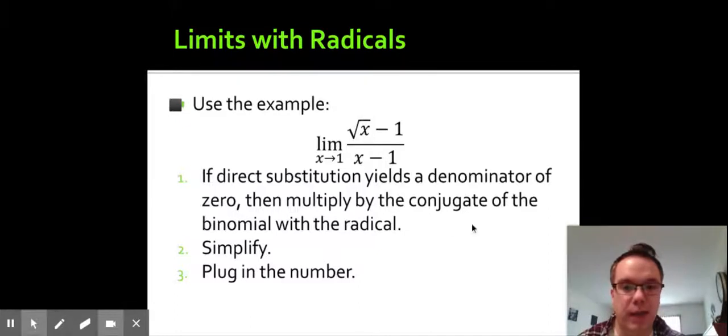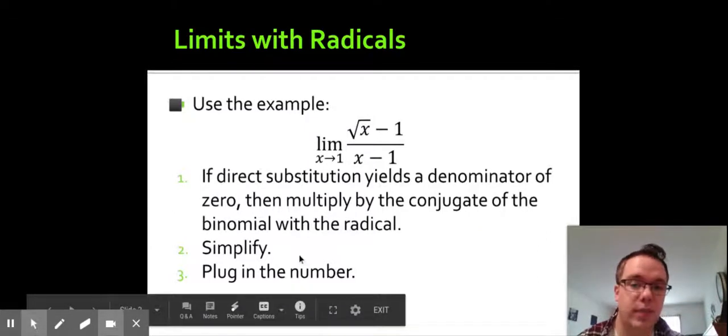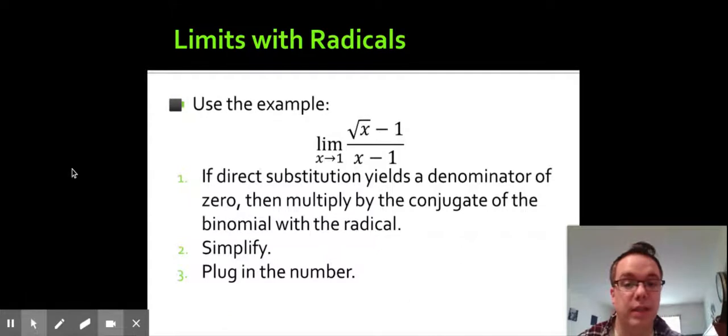So after we multiply the top and bottom by the conjugate of the part that has the radical in it, then we're going to simplify. And then after we simplify, we should be able to do our substitution so that there is no 0 on the bottom. Because remember, we can't divide by 0. You can't just say no limit right away if you get a 0. Remember, you might have to factor, or today we're going to multiply by the conjugate.